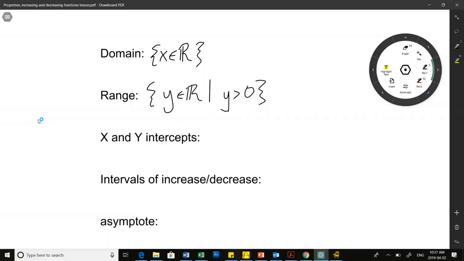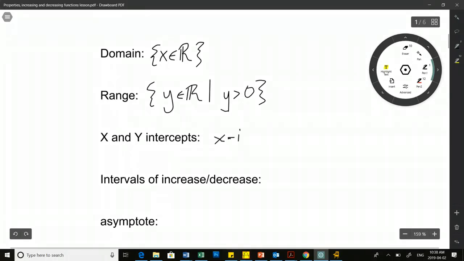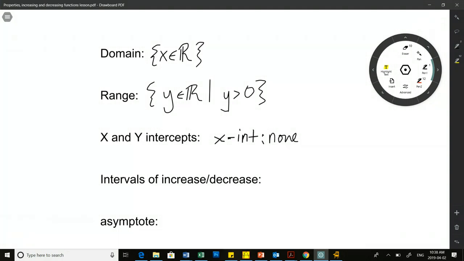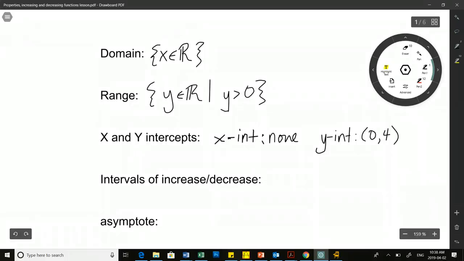Okay, x-intercept. What's the x-intercept? Right, so there's no x-intercept. So we'll say none for that one. There's an asymptote on the x-axis. What about y-intercept? Do we have one of those? No, it doesn't cross the y-axis. Alex? Yep, so it's at the point 0, 4. Good.